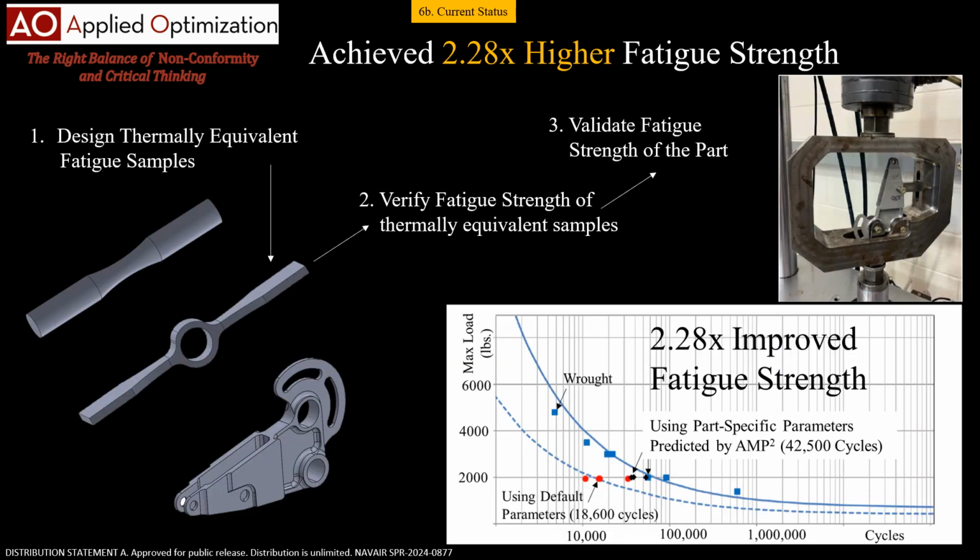We achieved 2.28 times fatigue strength for a structure-critical part. We designed fatigue samples to match thermal history during deposition to match the part. Its objective was to build the fatigue sample with microstructure and texture like the part. We built and tested the thermally equivalent fatigue samples to verify superior fatigue strength. We then built the part and demonstrated higher fatigue strength for the part.